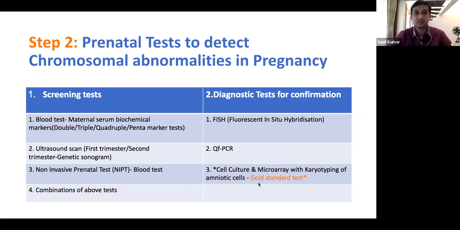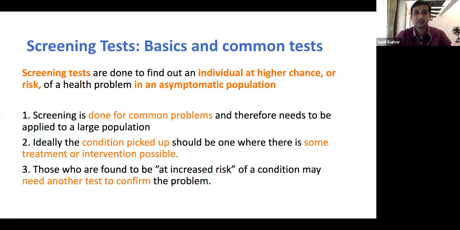Screening tests are done to find out an individual at higher chance or risk of a health problem in an asymptomatic population. I'll repeat: screening tests are done to find out an individual at higher chance or risk of a health problem in an asymptomatic population. Screening is done for common problems, and therefore needs to be applied to a large population.